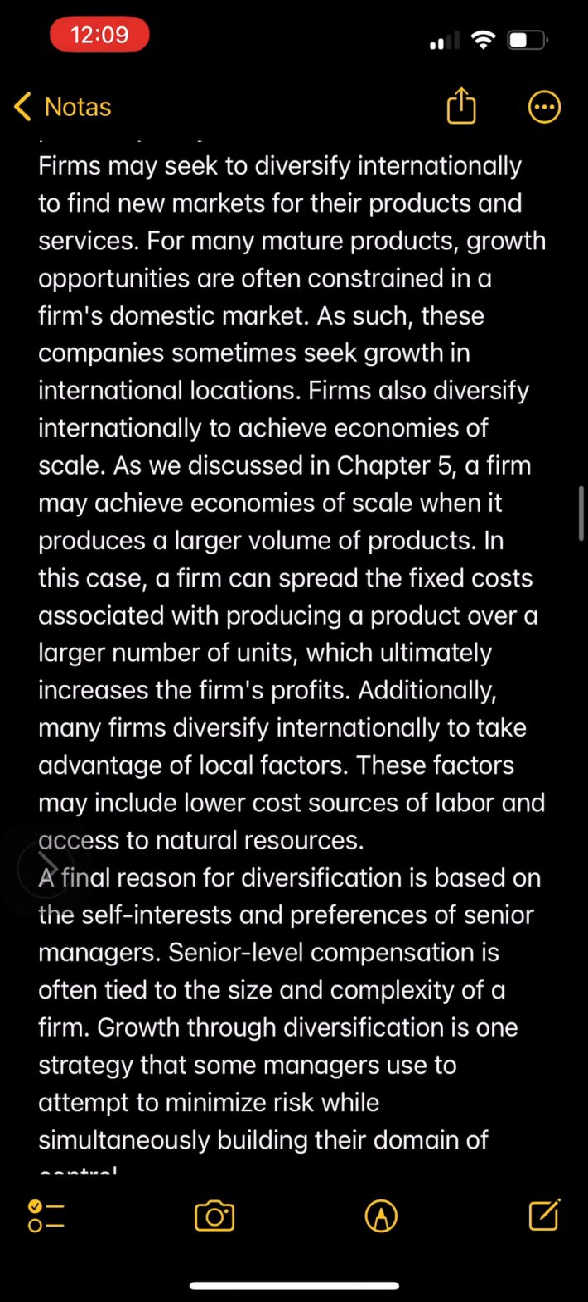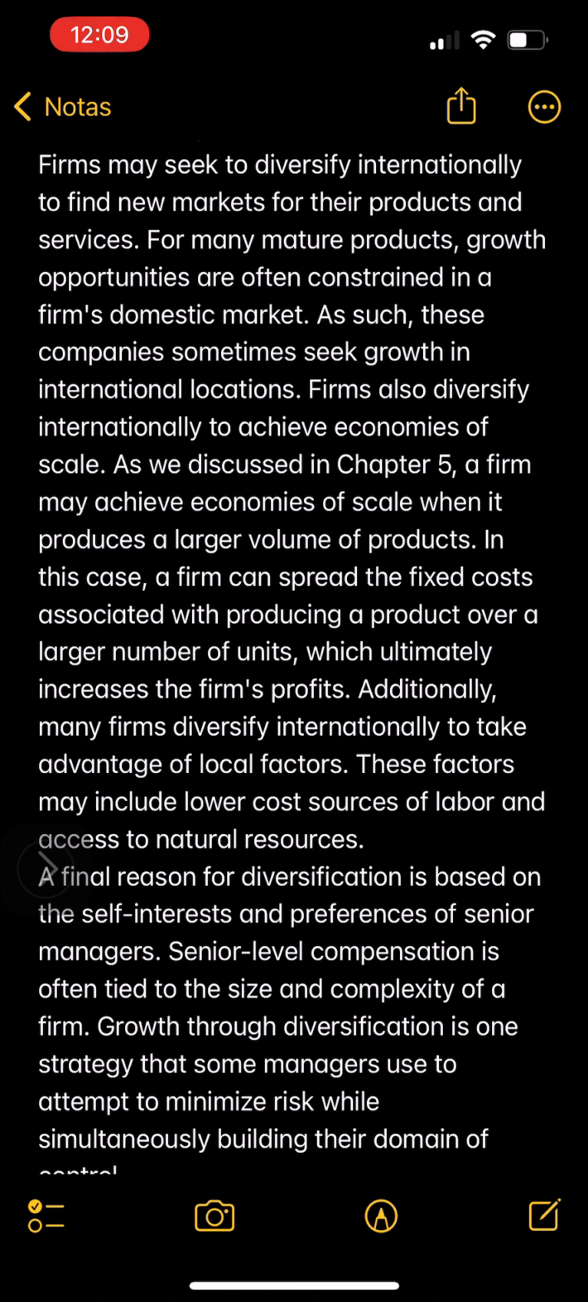Firms may seek to diversify internationally to find new markets for their products and services. For many mature products, growth opportunities are often constrained in a firm's domestic market. As such, these companies sometimes seek growth in international locations. Firms also diversify internationally to achieve economies of scale. As we discussed in Chapter 5, a firm may achieve economies of scale when it produces a larger volume of products. In this case, a firm can spread the fixed costs associated with producing a product over a larger number of units, which ultimately increases the firm's profits. Additionally, many firms diversify internationally to take advantage of local factors. These factors may include lower cost sources of labor and access to natural resources.